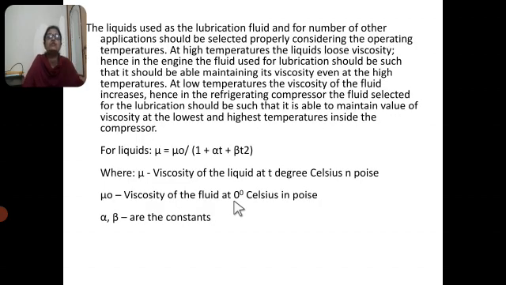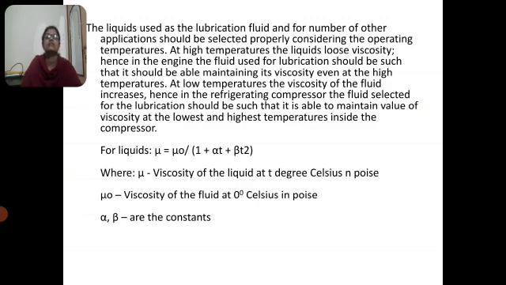So the liquid used as a lubrication fluid, and for a number of other applications, should be selected properly considering the operating temperature. At high temperatures, the liquid loses viscosity. Hence, in an engine, the fluid used for lubrication should be able to maintain its viscosity even at high temperature. At low temperature, the viscosity of the fluid increases. Hence, in a refrigerating compressor, the fluid selected for lubrication should be able to maintain its viscosity at the lowest and the highest temperatures inside the compressor.